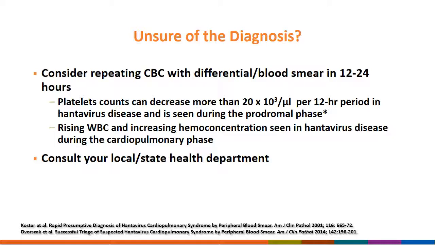Now, what should you do if you're unsure of the diagnosis? One thing you can do is consider repeating the CBC with differential and blood smear in 12 to 24 hours. In patients with hantavirus disease, platelet counts can decrease by more than 20,000 in a 12-hour period. Rising white blood cell count and increasing hemoconcentration can be seen in the cardiopulmonary phase. For further assistance, clinicians may consult their local or state health departments.